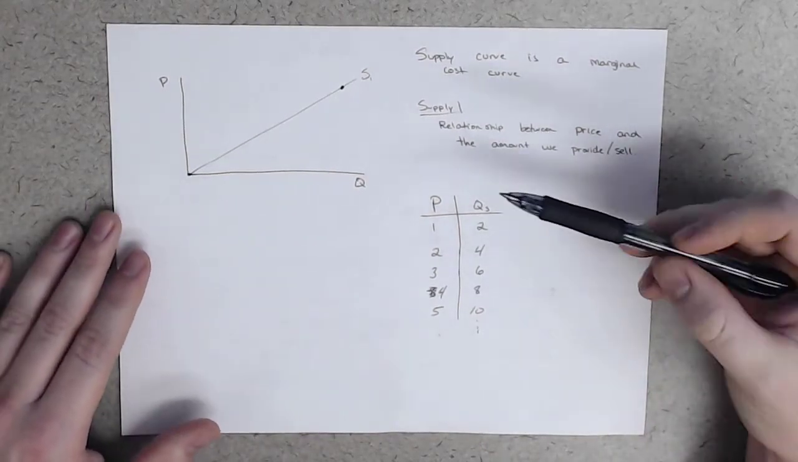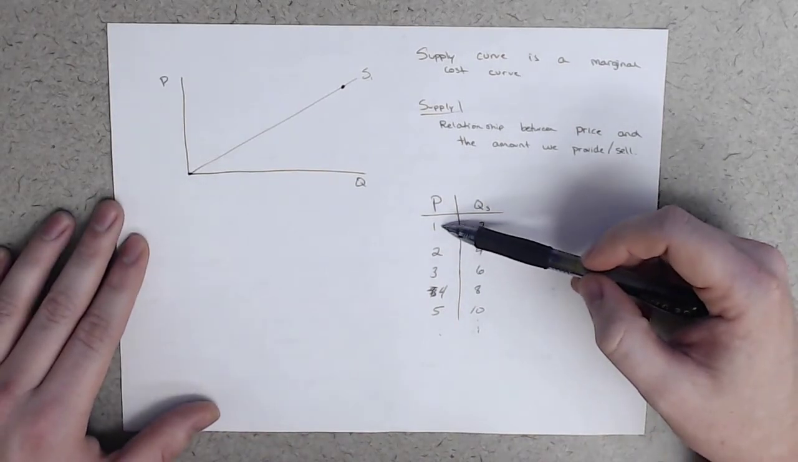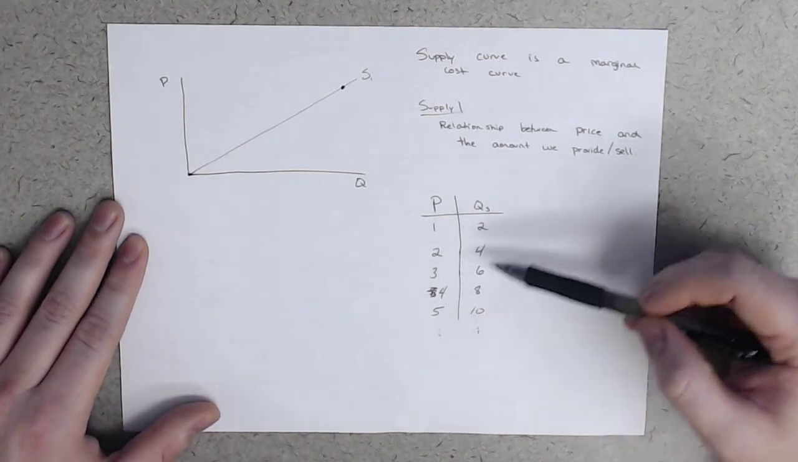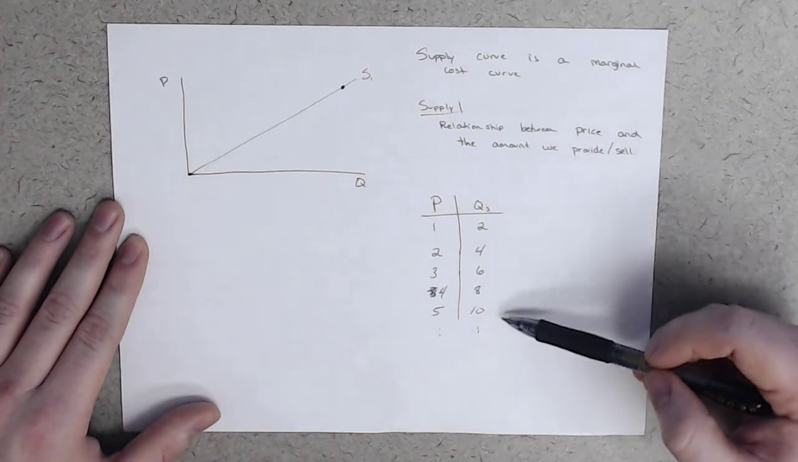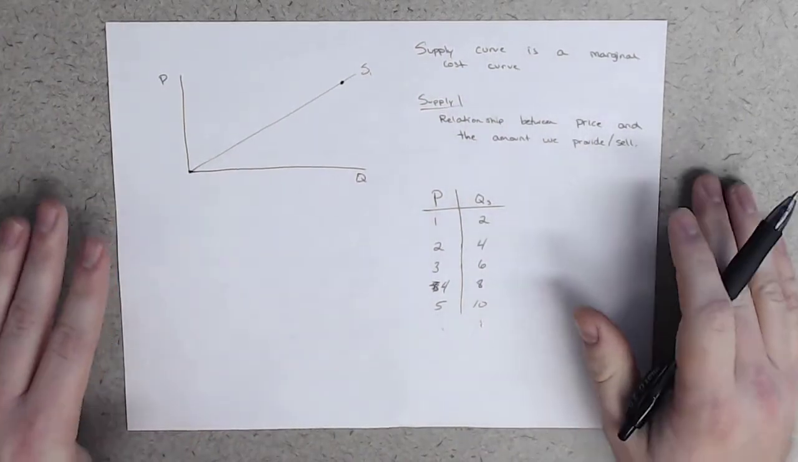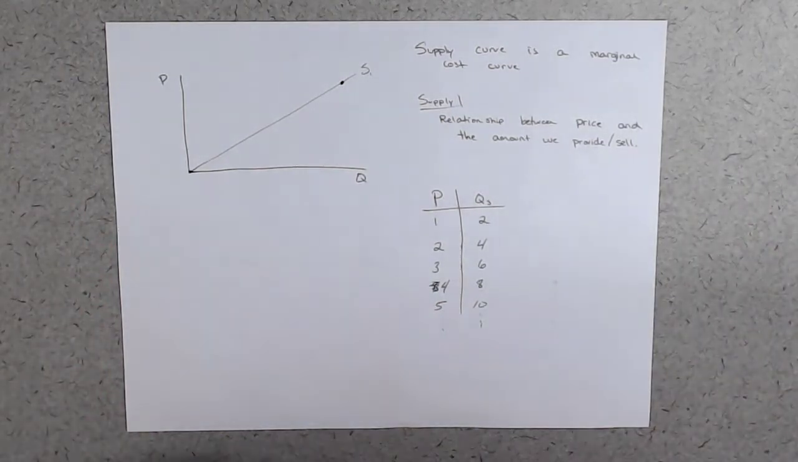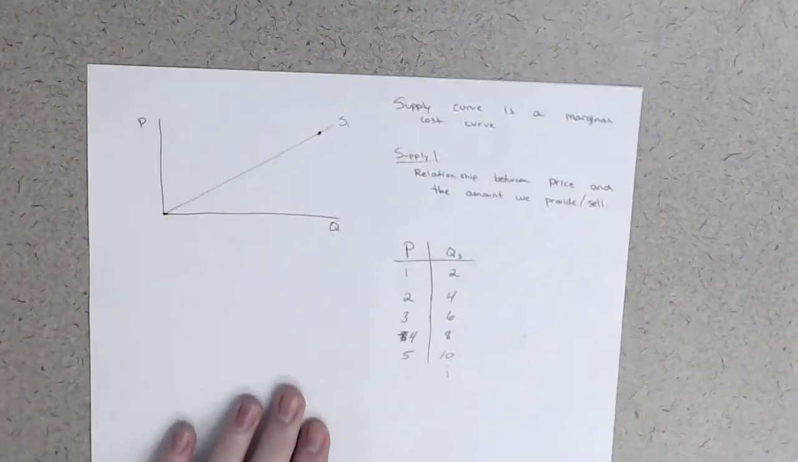If the change in the number of oranges that is available is due to a change in price, then it's a change in the quantity supplied. Okay? It is not a change in the supply. Now, let's do some examples of things that actually do shift supply.